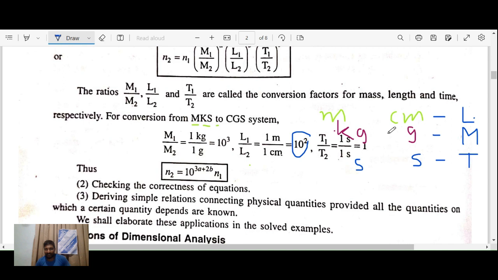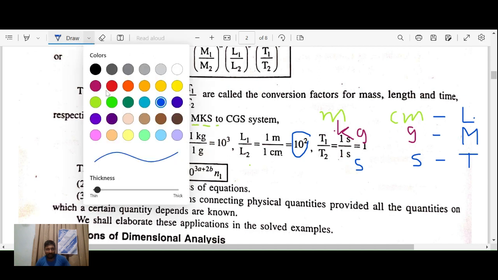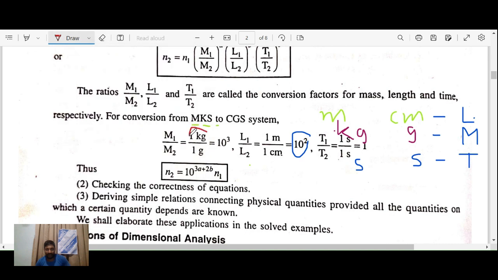Think about the mass, kilogram and gram. The first system is measured in kilogram, right? The second system is measured in gram. Can you see this? Right. At that moment, see here, kilogram and gram. Then what is the factor? 10 to the power 3. Second, it's 1. Now look at this. How do you substitute? Now you can substitute the values over here.